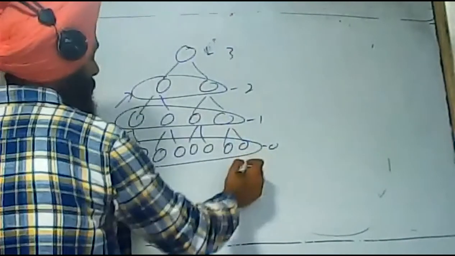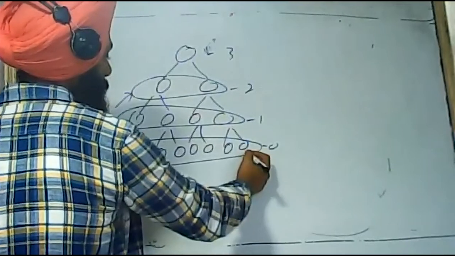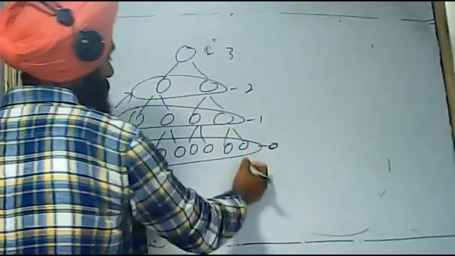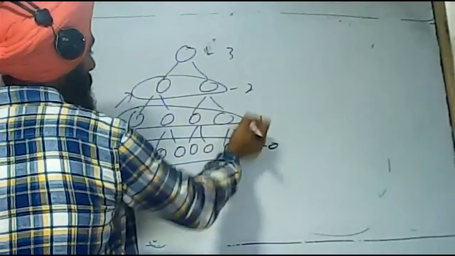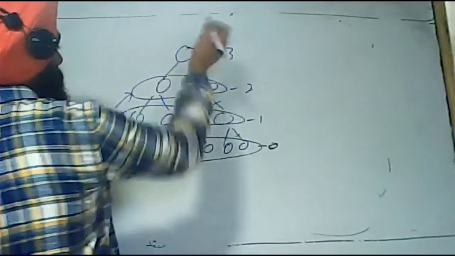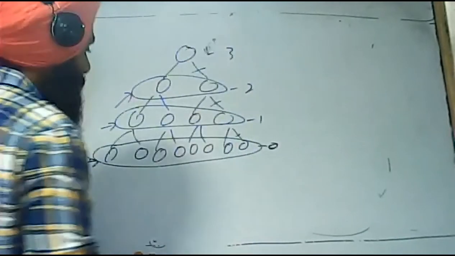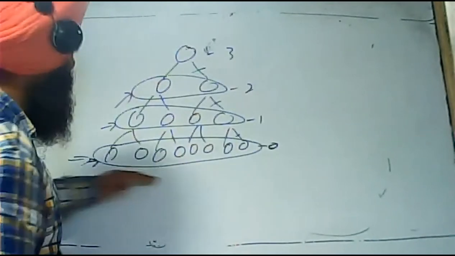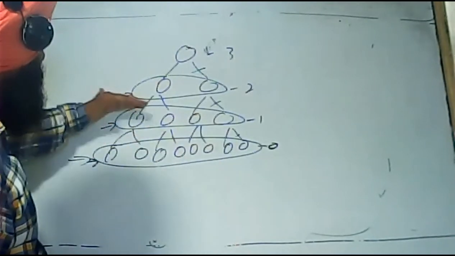There are no more children here, so the height is no edges there. So height is 0. Then height is 1 because there is only one edge. Then height is 2 at this level. Height is 3 at this level. So the work done at a particular level will be more than the upper level.